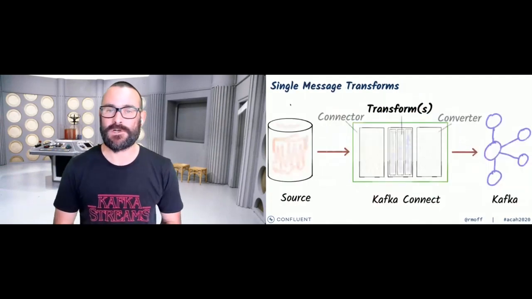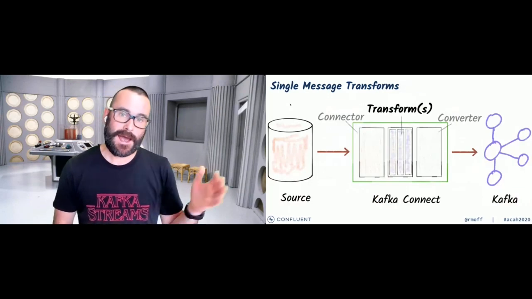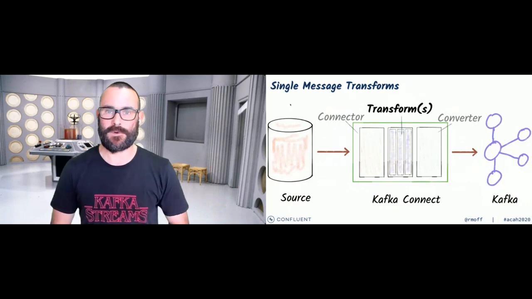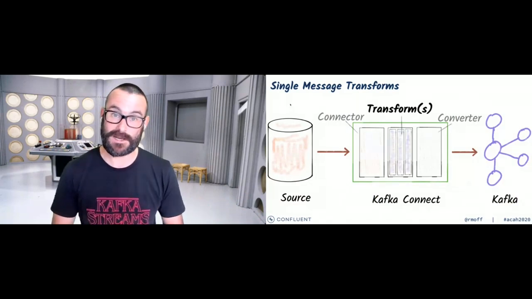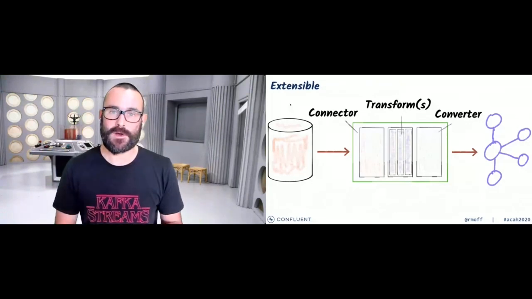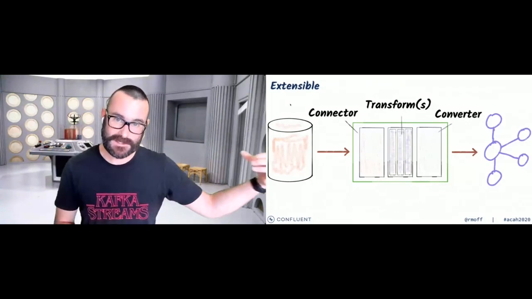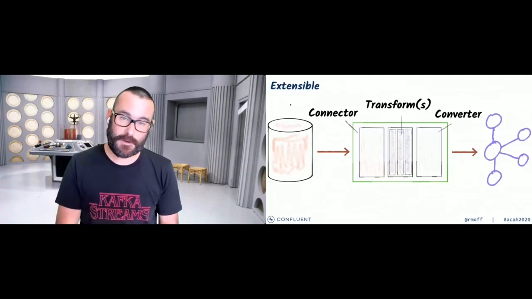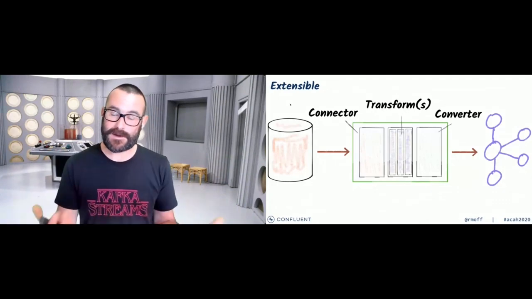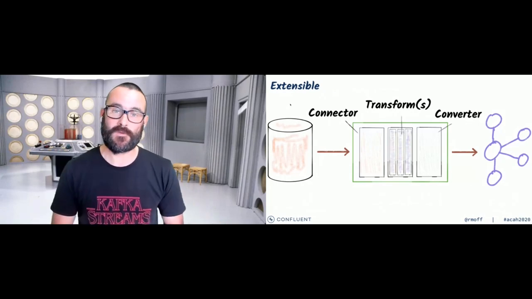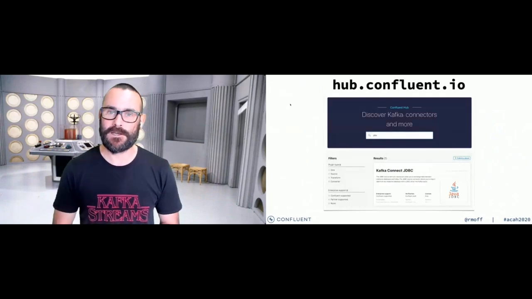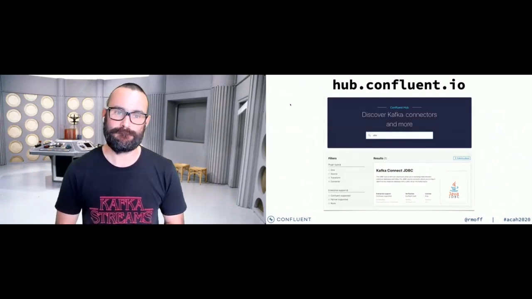And again, single message transforms are pluggable. So you can say, as the data passes through, drop these particular fields or change the data type of these. So single message transforms are really powerful. But it gives us a nice, extensible, powerful framework for building these integrations of getting data into Kafka and getting data from Kafka down to other places. You can get the connectors and plugins from various different places. One of those is Confluent Hub, which pulls them together. You can go and search for the particular technology that you'd like to integrate with.